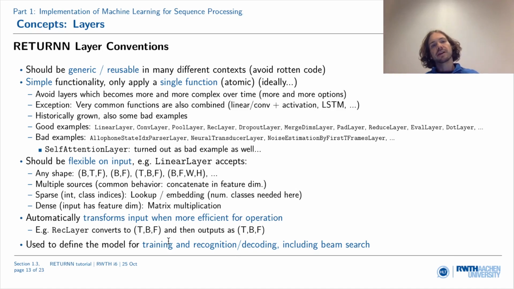So in return, the layer conventions to avoid this is: a layer should be generic and reusable in many different contexts to avoid rotten code. It should be simple functionality. Only apply a single function, atomic, ideally. Of course, that's not always the case. So this is to avoid layers which become more and more complex over time. There are some exceptions, like very common functions are combined. A linear layer is already a combination of multiple things, or we even have a layer for LSTM.